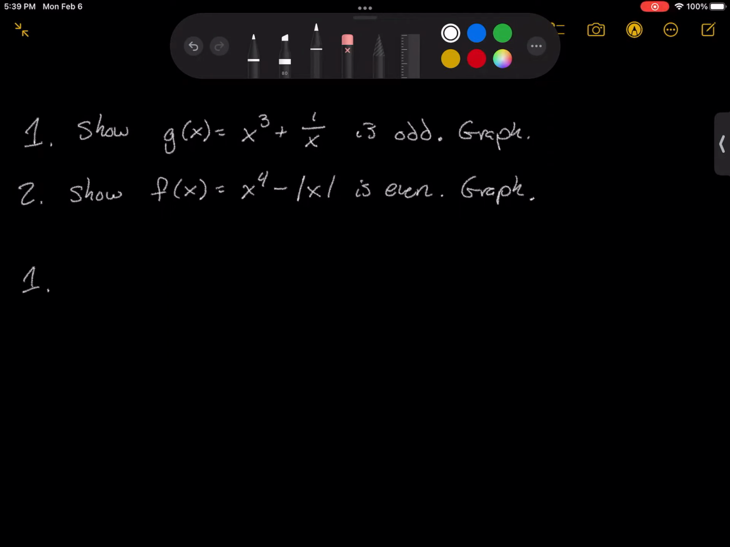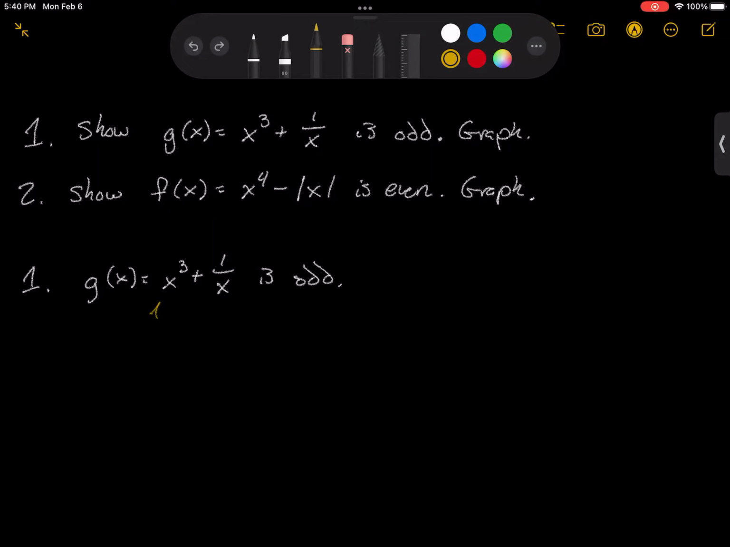I want to show that g of x, which is x cubed plus 1 over x, is odd. So notice that in this definition of the function, I'm taking x and I'm cubing it. Cubing, that's an odd thing. I'm multiplying it by itself 3 times. Here I'm taking 1 over it, so that's also odd. So all of the powers of x are odd here. Right here it's a power of 3. Here it's a power of -1.